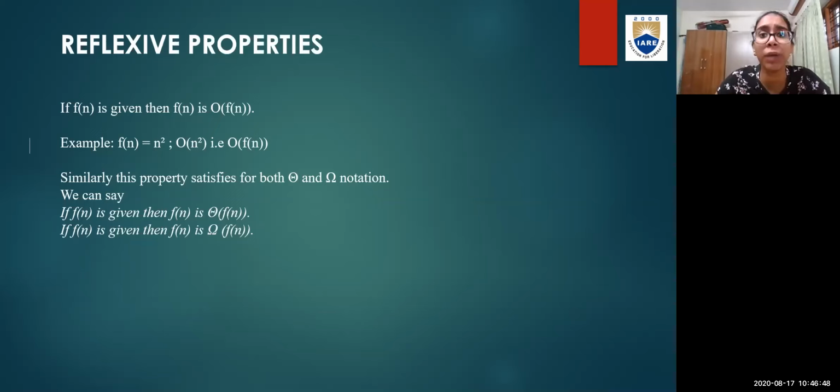Then what is your big omega notation? Big omega of n square. What is n square? Your f of n. It is satisfying. That is your reflexive property.